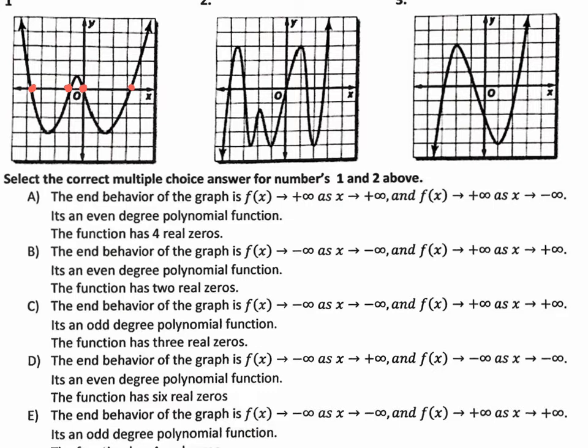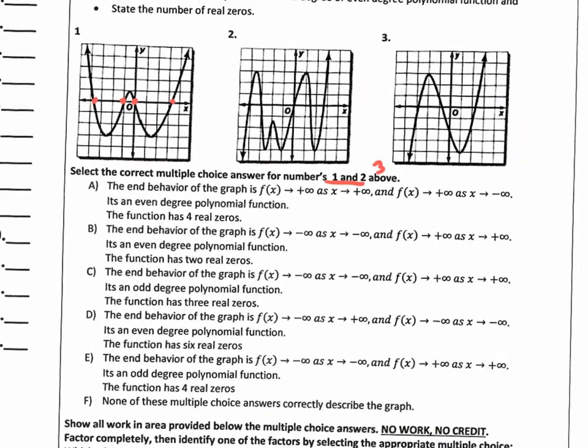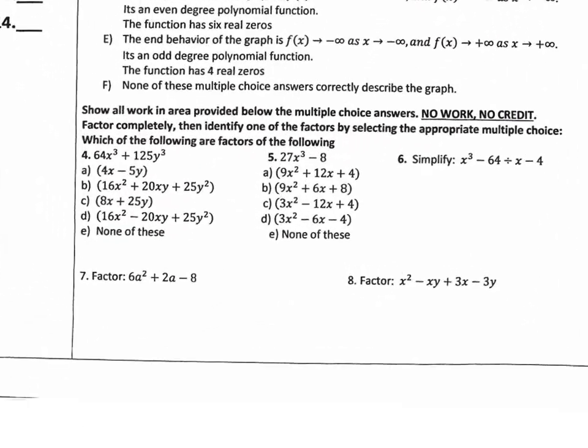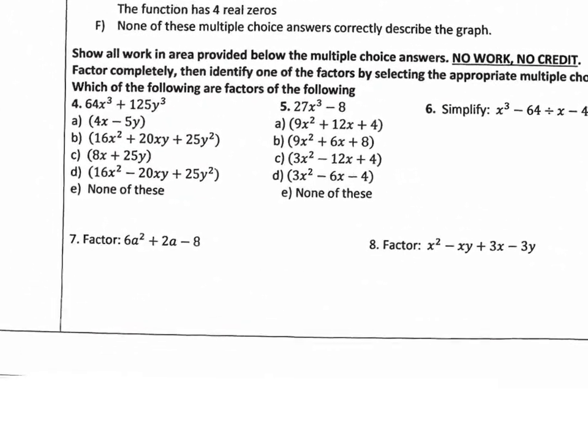Do you think we need to explain 2 and 3, or are we good? By the way, there's a typo. It says right here, number 1 and number 2 above. It should be 1, 2, and 3 above. Sorry about that. Should we move on? Yes. If you need help, watch the other video. I explain every question on the other video.